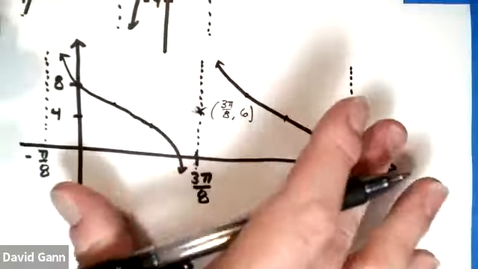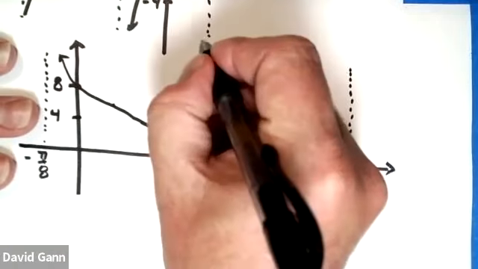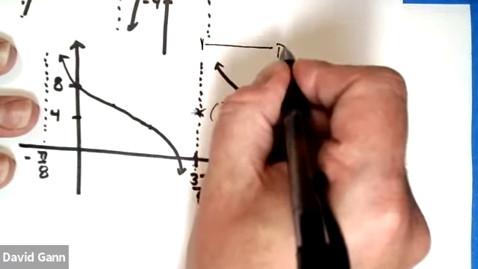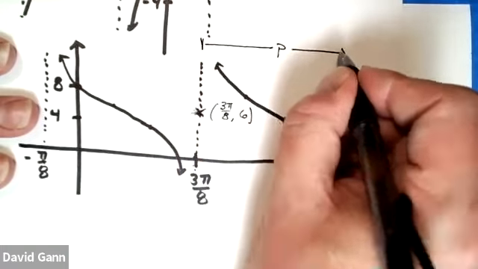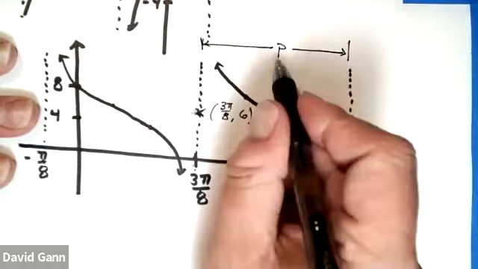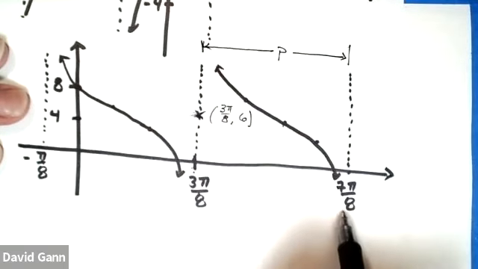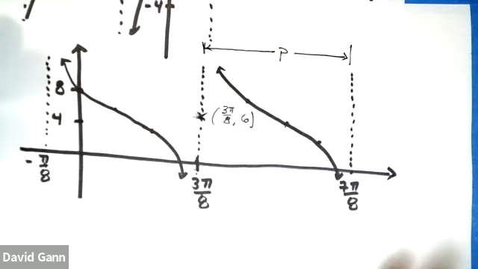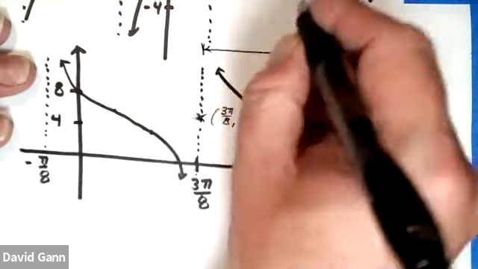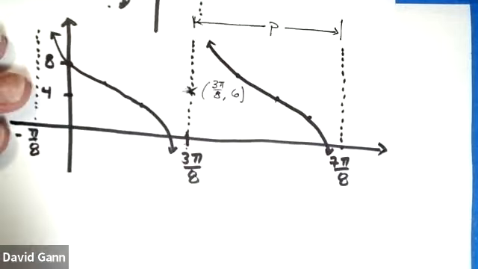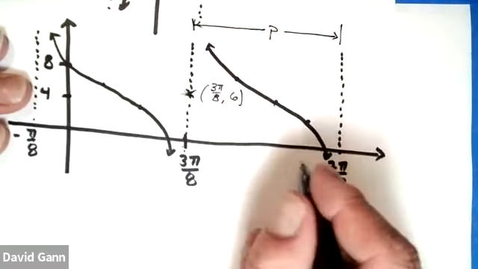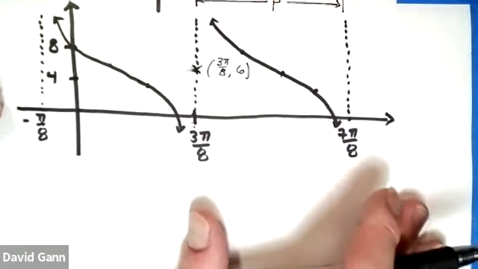Now, to get B, remember we have to look at the period. The actual period is the distance between successive asymptotes, which in this case is 7 pi over 8 minus 3 pi over 8, which is 4 pi over 8, which reduces down to pi over 2. We'll pull that later.